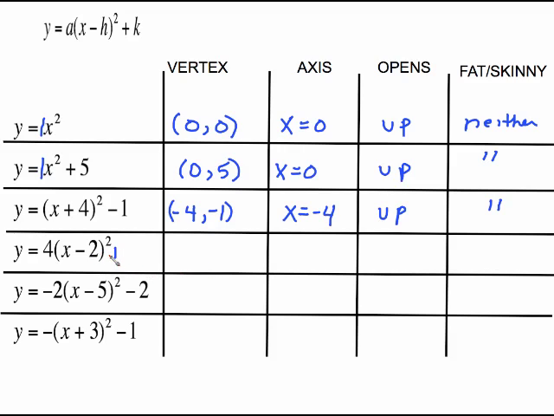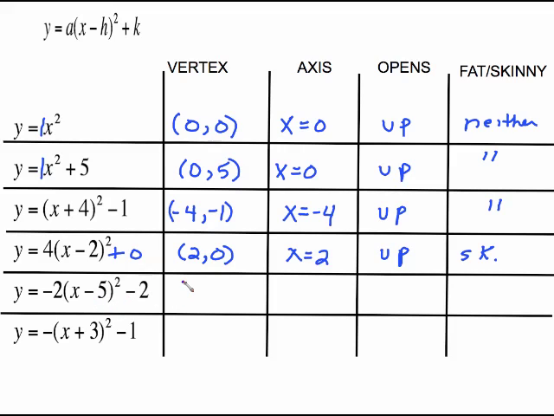Take a look at this one. You might want to put this as a plus a 0 so that it fits this format perfectly. Vertex is going to be what's inside the parentheses with a sign change, comma, what's outside the parentheses. Axis of symmetry, x equals that number that's in the front. That is a positive number, so it opens up. And we do have a number here this time. That's 4. That is a value that is greater than 1. That means this is going to be a bit skinnier.